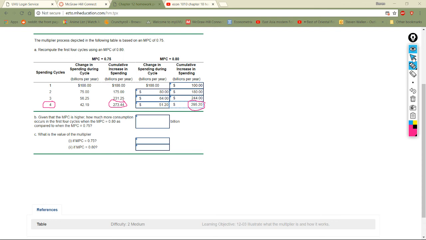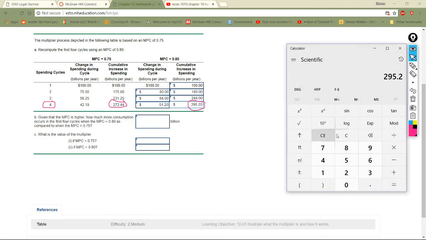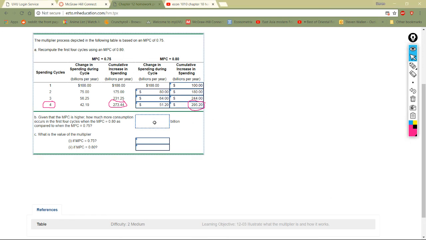So let's bring up our calculator, shall we? 295.2 minus 273.44 equals 21.76 billion. All right, that's 21.76 billion. Just put it in here. 21.76 billion. All right. Hopefully that works out. Looks good there. Okay. What is the value of the multiplier?